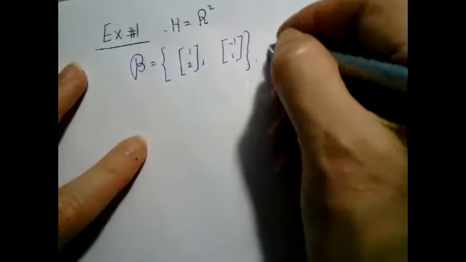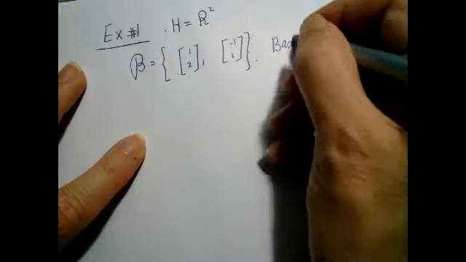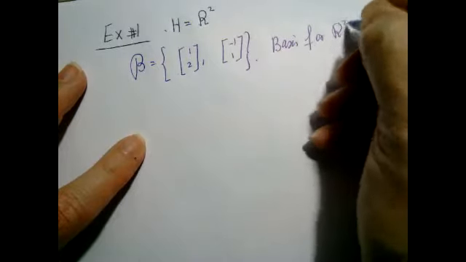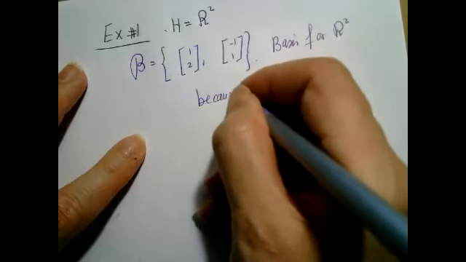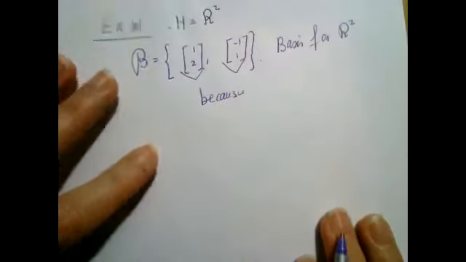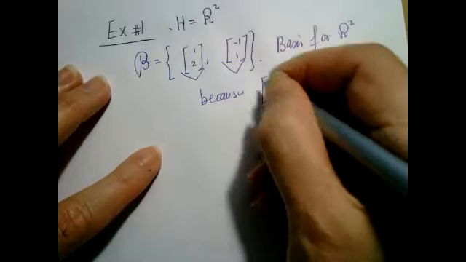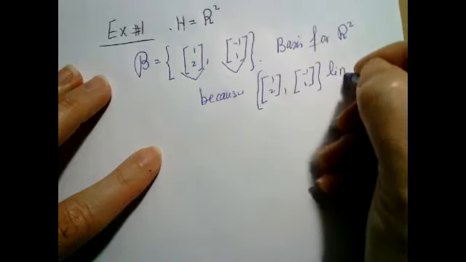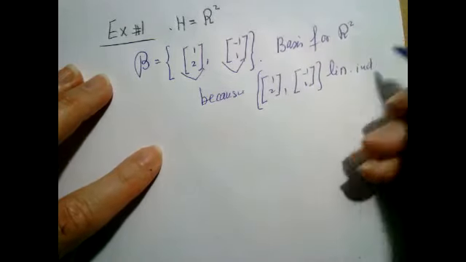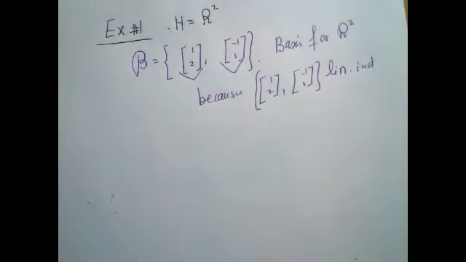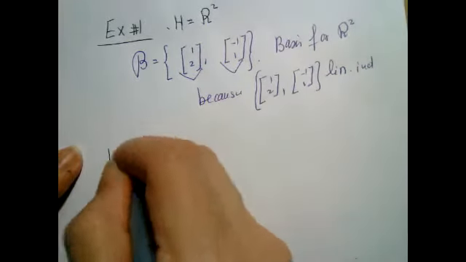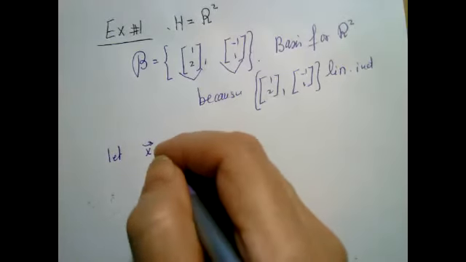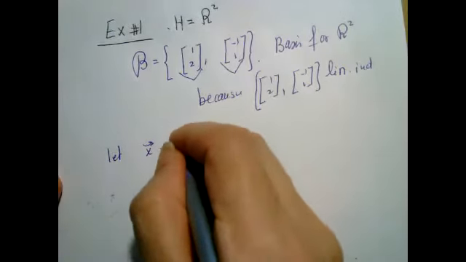Now, first, let us note that B is a basis for R2, because the two vectors, 1, 2, and minus 1, 1, are linearly independent. Just by looking at them, they are not scalar multiples of each other. And we know that in R2, any two linearly independent vectors span R2. So this is a basis for R2. Now, let X be the following vector. Let X be equal to 1, 5.